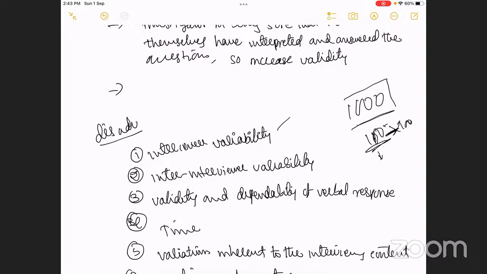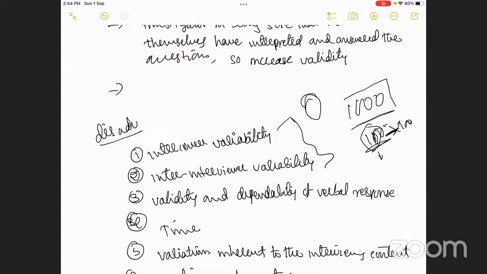Following these two things, there may be variation from interviewer to interviewer while asking the questions. Inter-interviewer variability means that out of these 100 people, there is a variation from one interviewer to another interviewer. That is the disadvantage with the interview.